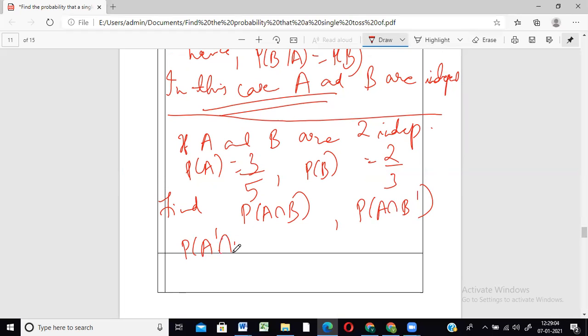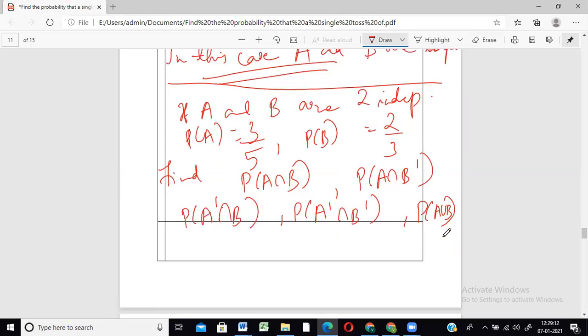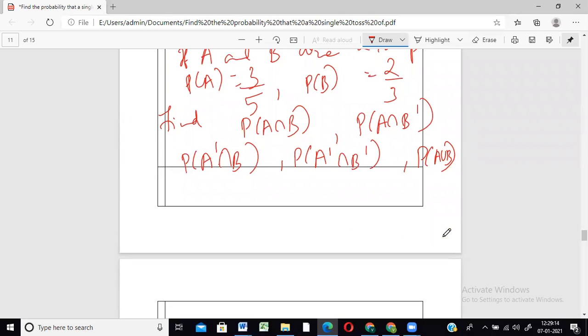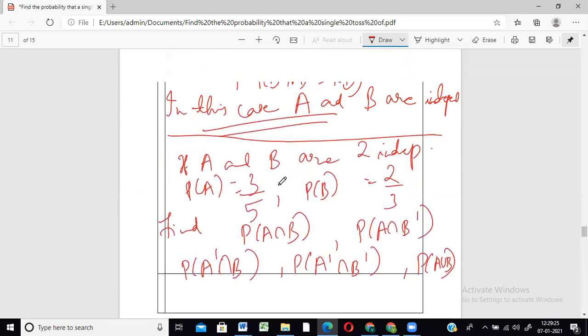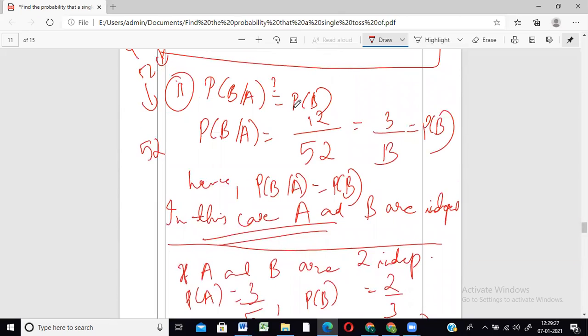Probability of A complement and B, probability of A complement and B complement, probability of A union B. Okay, so all the things that are given to us, let us quickly find out one by one. We'll do the easy ones. As he said, they are independent. Independent means what? The first definition, of course, also holds.